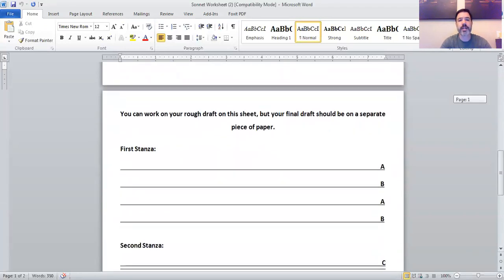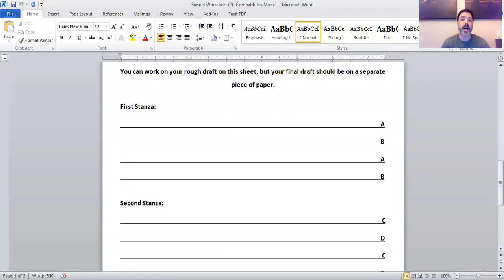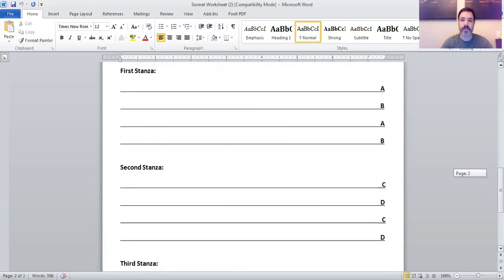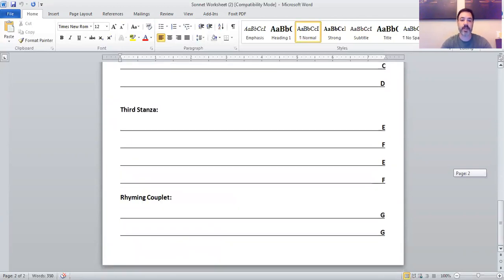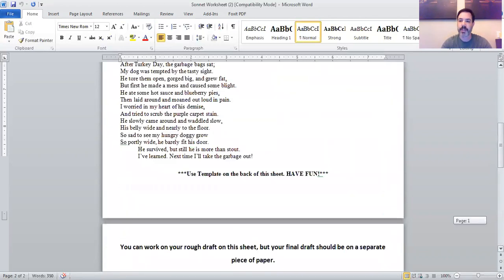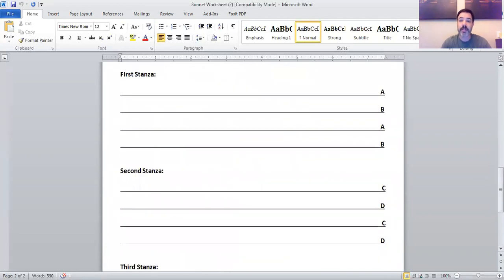I included on here a template for you, right? I would print this paper, I would handwrite it first on the lines provided. It's even broken up nice for you into your sections, right? First stanza, second stanza, third stanza, rhyming couplet. So I would handwrite it here first. I want you to submit it to me typed, in Microsoft Word.